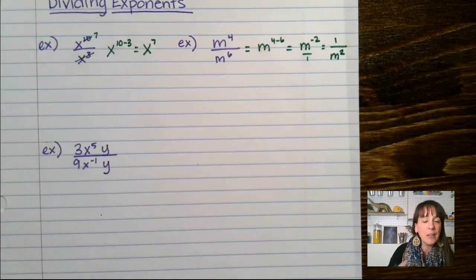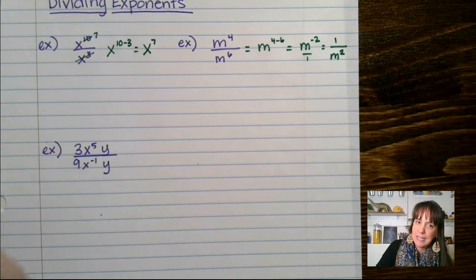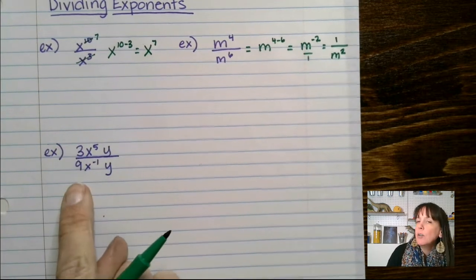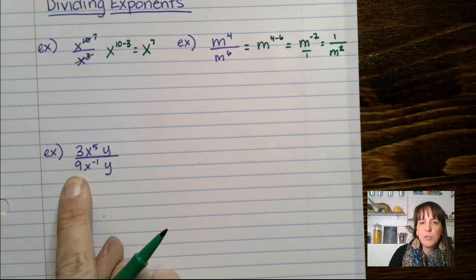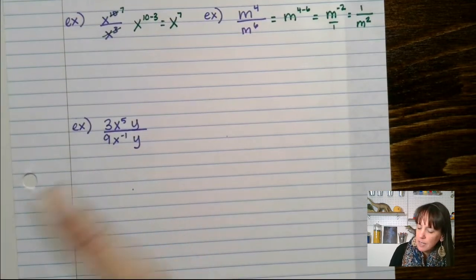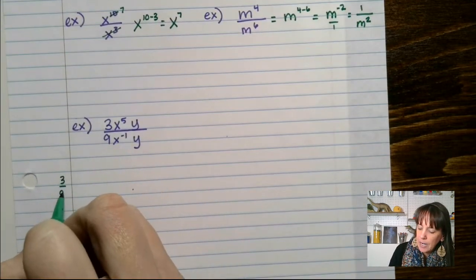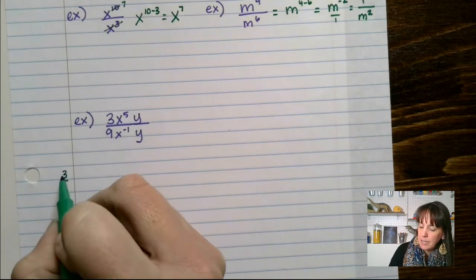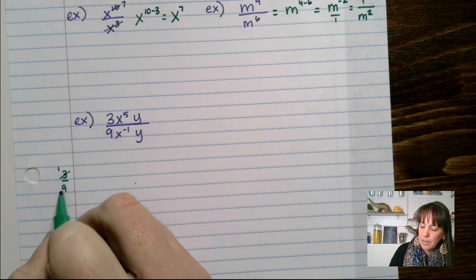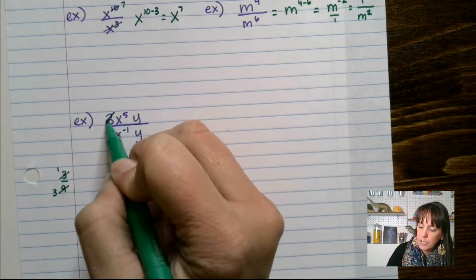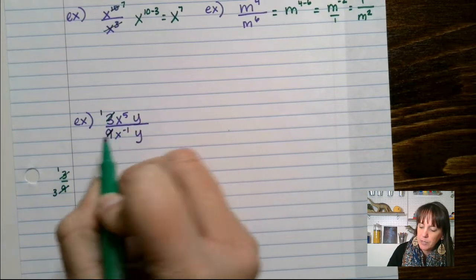Now, here is another area where I see mistakes. We are subtracting our exponents, right? That doesn't mean you can subtract your regular numbers. So I often tell students, off to the side, I want you to do your 3 over 9. And if we were to reduce that, we would divide by 3 and get 1, divide by 3, get 3. So let's go ahead and do that. Divide by 3, we get 1, divide by 3, we get 3.